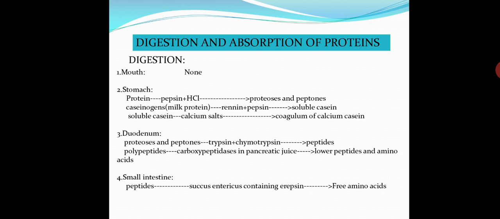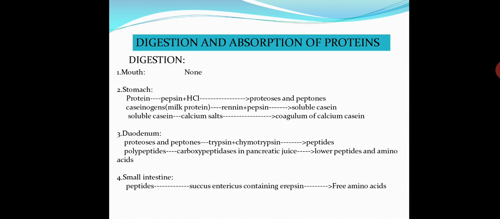These enzymes act at interior peptide bonds in the peptide molecules and are called endopeptidases. Then, these polypeptides, in presence of carboxypeptidases in pancreatic juice, get converted to lower peptides and free amino acids. These enzymes hydrolyze the amino acids at the carboxyl and amino ends of the polypeptide and are called exopeptidases.